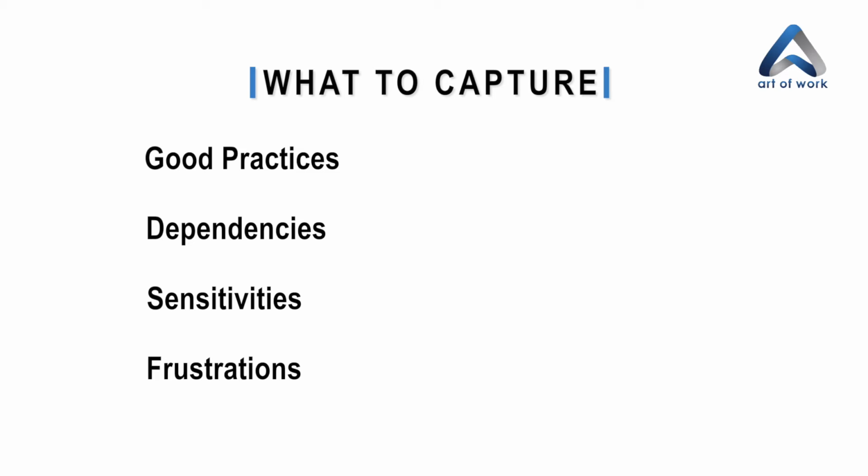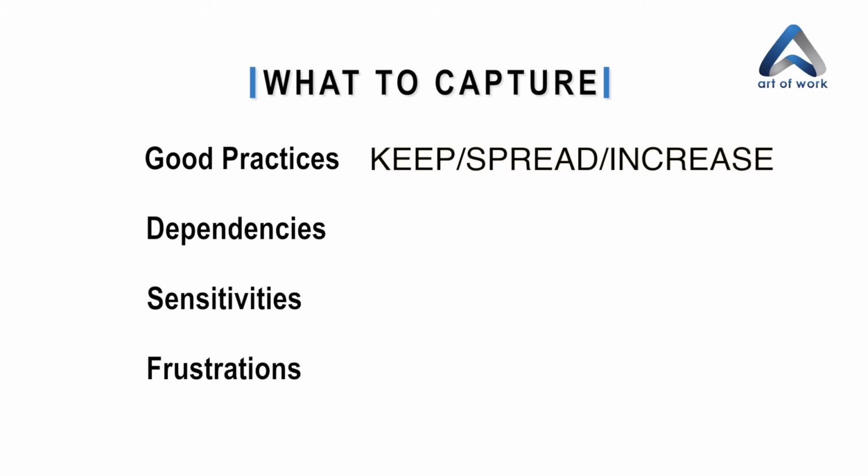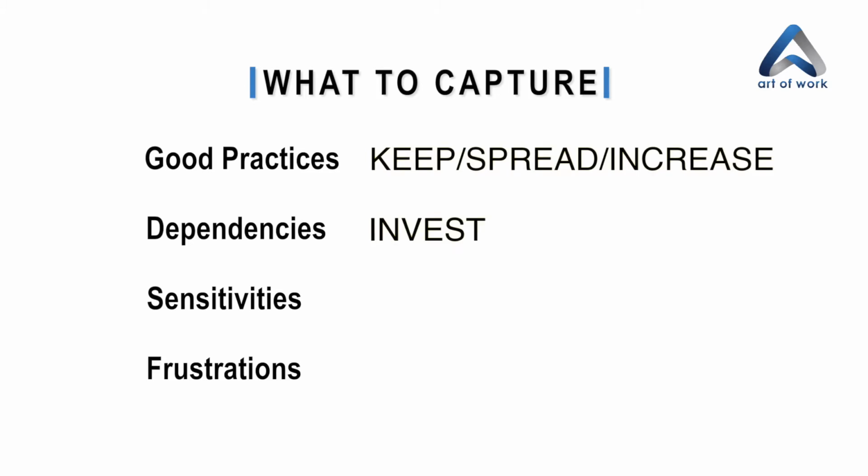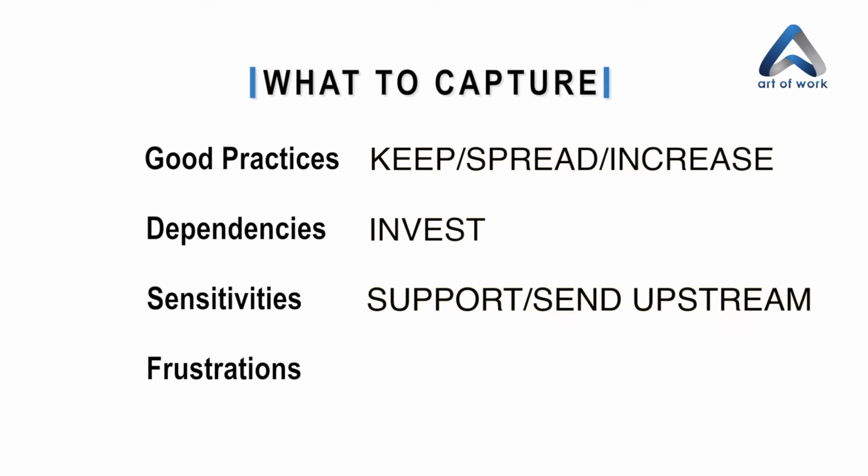So what you can do around this, the good practice, you don't stop them, keep them, increase them, spread them across your business. If you have teams, you will have variability between the teams. Make sure that you spread the good practices that are out there. If you get more of those, you're going to improve performance. Dependencies, well, if you know that people are dependent on certain things, make sure that people have them, invest in those resources. If you find sensitivities, try to support the solutions around those, or send it upstream. Send it to the planning office to accommodate for those things so people don't have to deal with it on the day. Engage planning resources if you can do that.